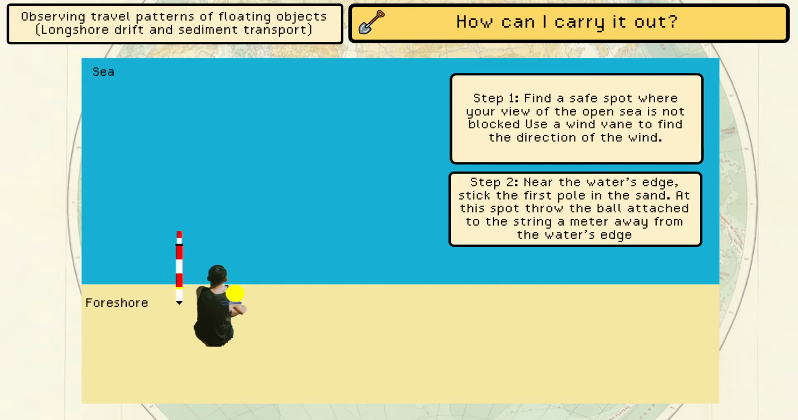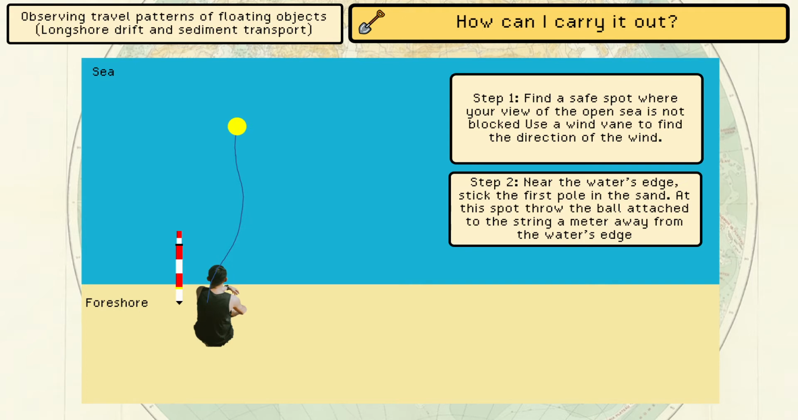Secondly, near the water's edge, stick the first pole in the sand. So this is basically where you're going to start your measurement. Wherever you're going to start your measurement, you poke that ranging pole into the sand. Okay, then the next step, what you need to do is you need to have the string and ball ready, and then I need you to throw it at least a meter away from the water's edge.